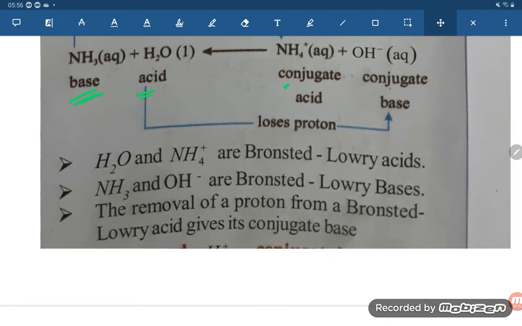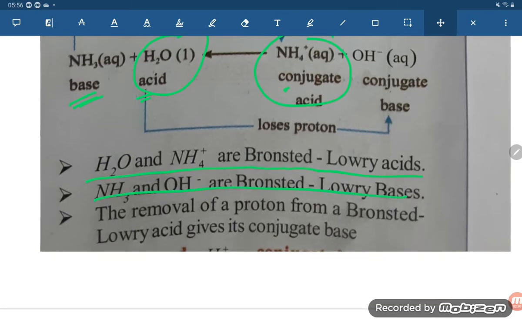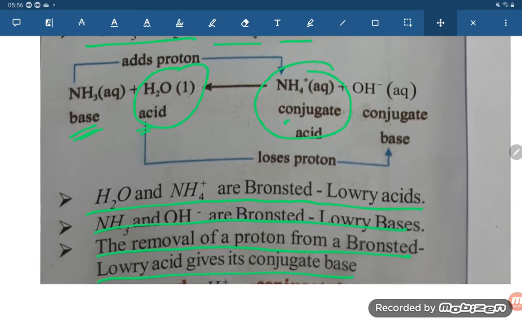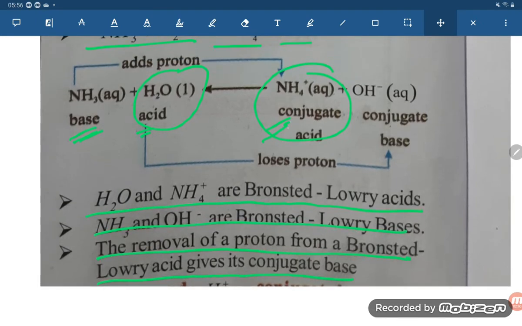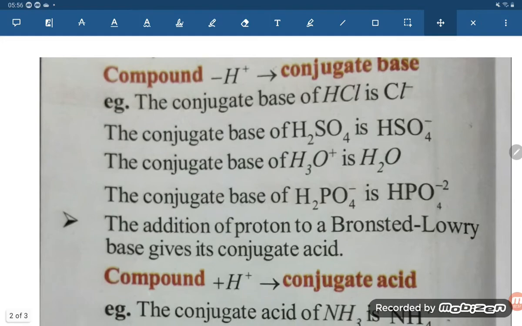If you talk about H2O and NH4+, they are Bronsted-Lowry acids, and NH3 and OH- are Bronsted-Lowry bases. The removal of a proton from a Bronsted-Lowry acid gives its conjugate base. So if you remove the proton from an acid, it will give the base. Compound minus H+ ion gives the conjugate base.